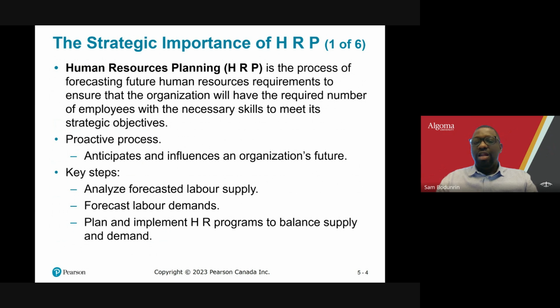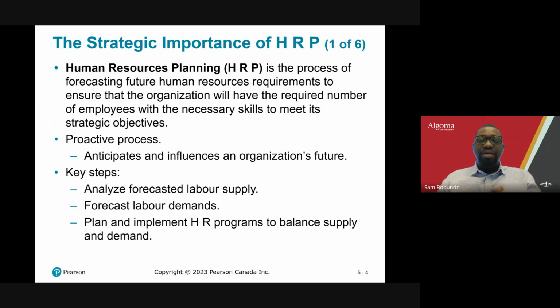So the first step when you are doing your HR planning is to analyze by forecasting the labor supply. How many staff do we have in house? How many staff can we use within the organization to fill the vacant positions? Then we look at the labor demand. How many more employees do we need? Where can we find them? Then it's very important for HR to plan and implement HR programs to balance the demand and supply. That is where the equilibrium point comes into play.